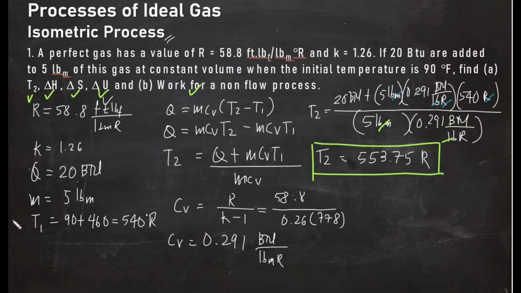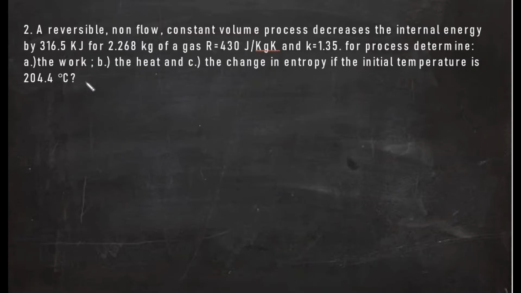Okay, so let's go to problem number 2. So we have a reversible non-flow constant volume process, decreases the internal energy by 316.5 kilojoule. So let's write the given. As we read, we have delta U is equal to negative 316.5 kilojoule. And we have the mass here, which is equal to 2.268 kilograms.